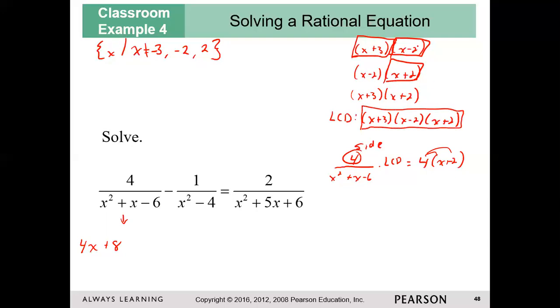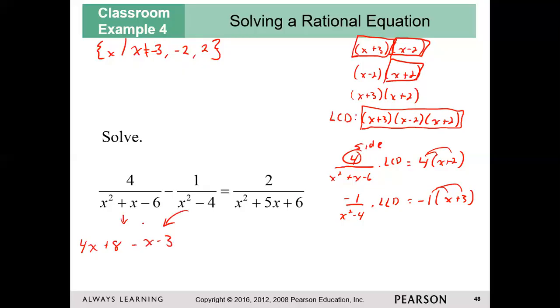All right? So again, the LCD, which is this guy, if you multiply this, and this is in the denominator, the x plus 3s are going to cancel, the x minus 2s are going to cancel, you're left with the x plus 2. All right, so the next one we have 1 over x squared minus 4, multiplying it by the LCD. And this time, the x minus 2 is going to cancel, the x plus 2 is going to cancel, you are left with the x plus 3 this time. So we have this minus 1, parentheses, and then the x plus 3 is remaining. And when you distribute, you should have negative x minus 3.